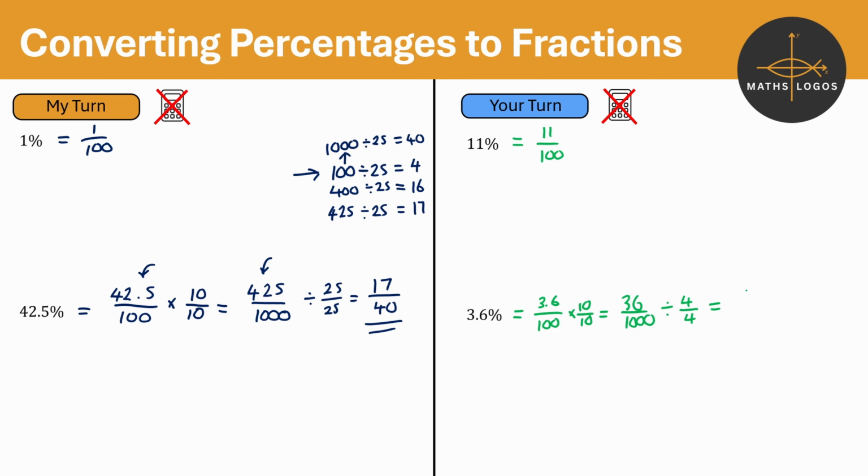36 divided by 4 is going to be 9. And then let's have a quick think what 1,000 divided by 4 is. Well, I know 100 divided by 4 is 25. Therefore, I can use that to work out what 1,000 divided by 4 is. Well, to go from 100 to 1,000, I've multiplied by 10. So if I'm dividing a number that's 10 times larger by 4, I'm going to get an answer that's 10 times larger than 25. The answer is 250. I'll then check and see if they're divisible by anything else. I can think 9 is divisible by 3, 25 is not divisible by 3, therefore that's my answer. So 3.6% is 9 over 250.